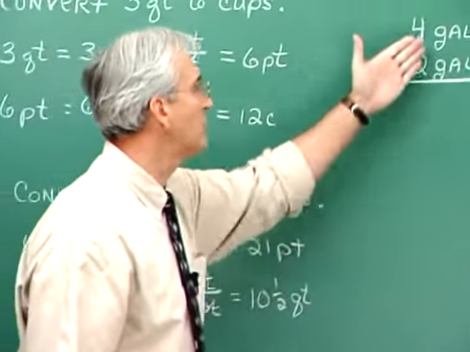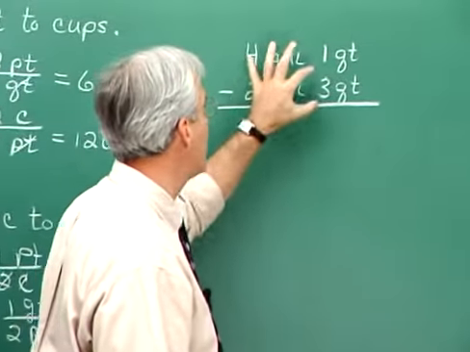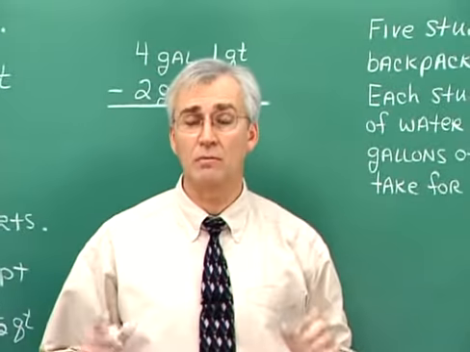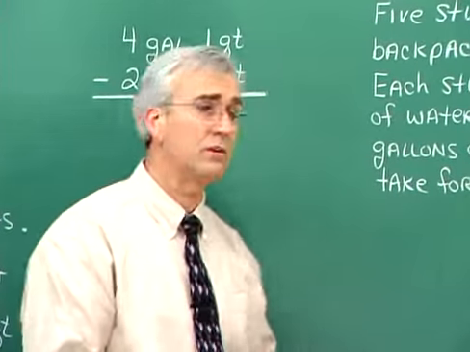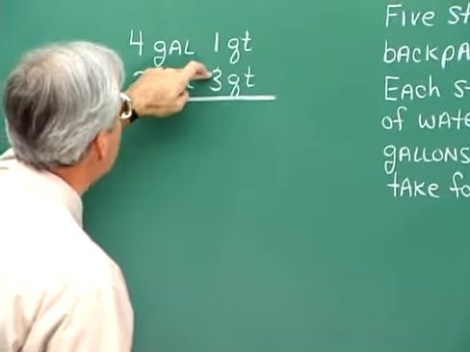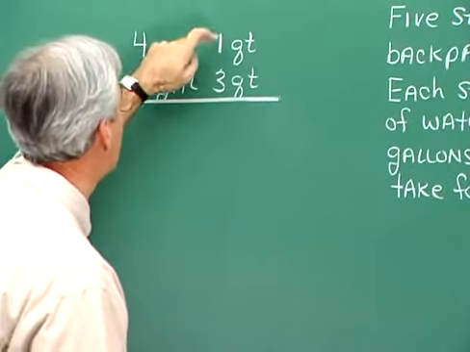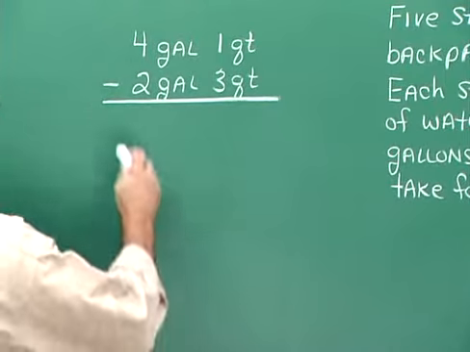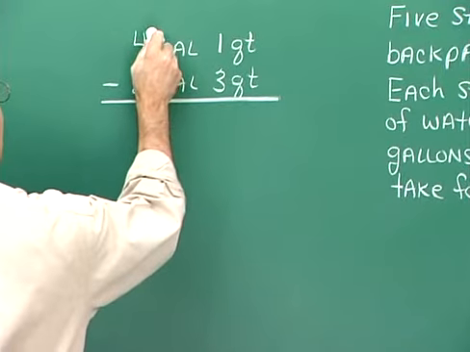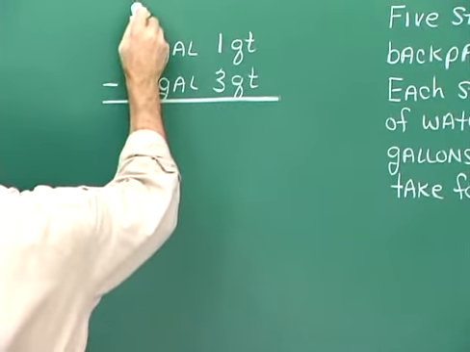Suppose we want to subtract these. Once again, in this area of capacity, we have to borrow occasionally when we get involved with subtraction. 3 quarts can't be taken from 1 quart. We need some more quarts here to subtract from, and we go over here and borrow from the 4 gallons.